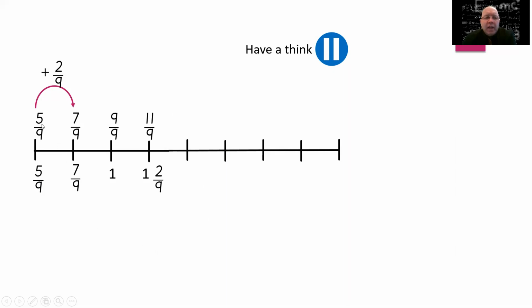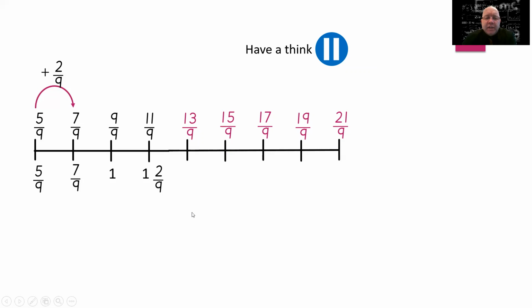Right, hopefully we've realized that the denominators remain the same. We don't need to worry about those. So it's just the numerators. So we've got 5/9, 7/9, 9/9, 11/9, and then the remaining ones: 13, 15, 17, 19, and 21/9. Okay, but what do they look like as mixed numbers? We've been doing those in recent lessons. So here's a chance for you to practice that.